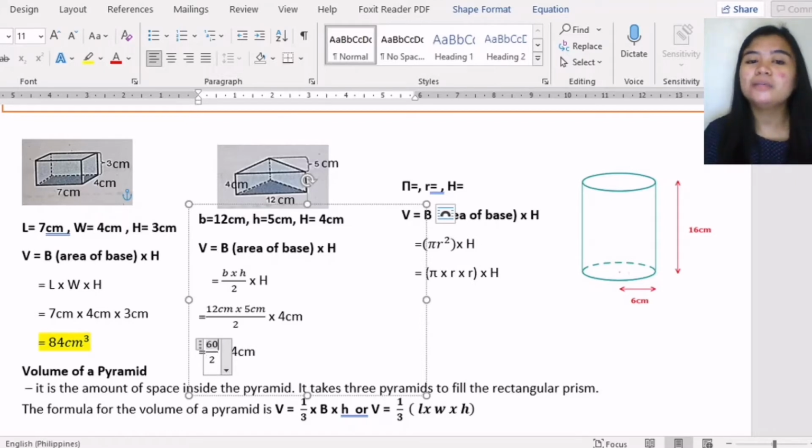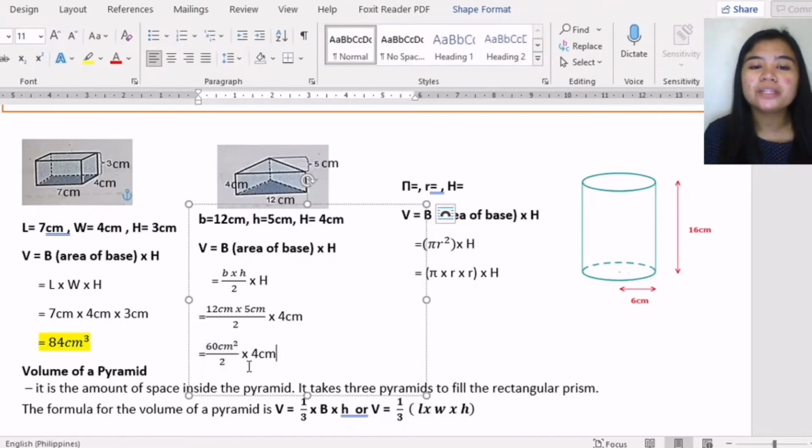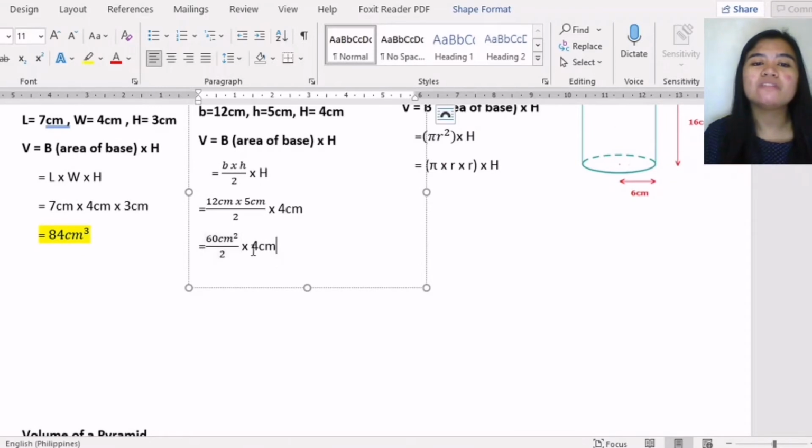And then centimeter times centimeter, that is square centimeter. And then copy divided by 2, and then copy times 4. So then after that, we're going to divide. So, 60 divided by 2, that is 30. And then copy square centimeter.